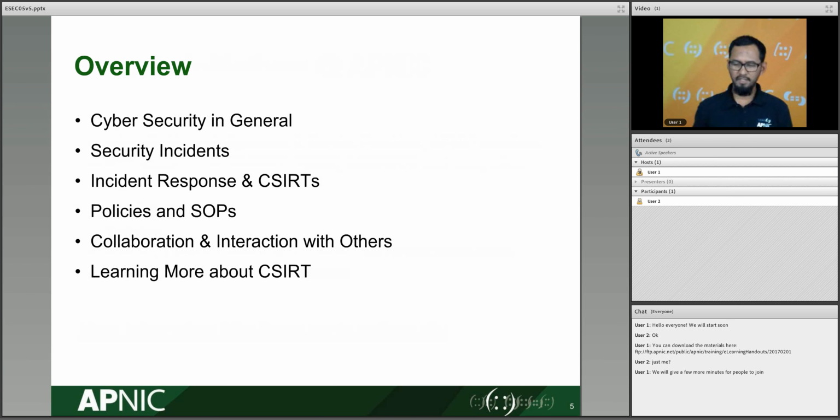Okay, so let's go into our presentation for today. What I will cover in the next maybe 45 minutes to 1 hour are the following. We'll take a look at cybersecurity in general, and then move into security incidents. After that, we'll look into what a CSIRT is and why they are needed. Then we talk about some policies, operation procedures, and topics like why it is important for the CSIRT or CERT to collaborate and interact with others. And of course, we learn more about the CERTs.